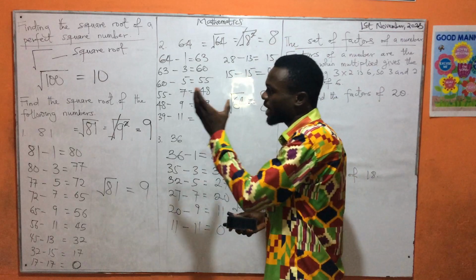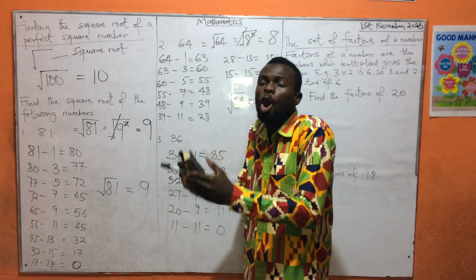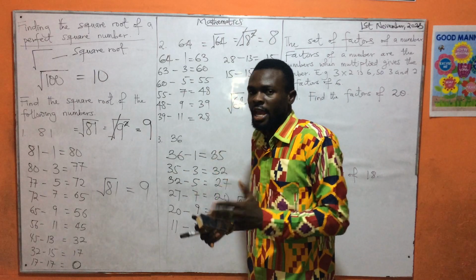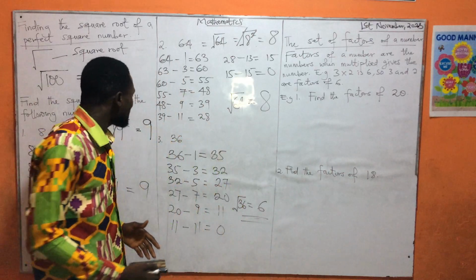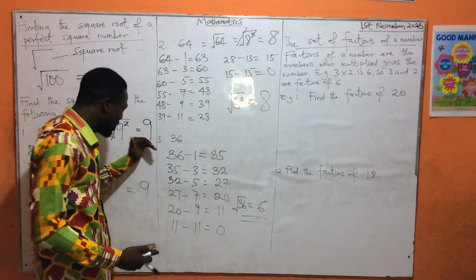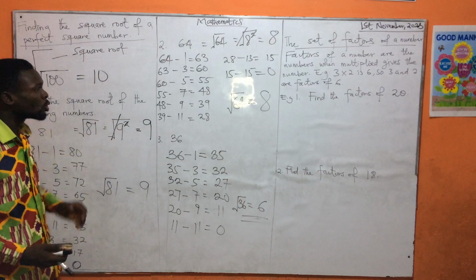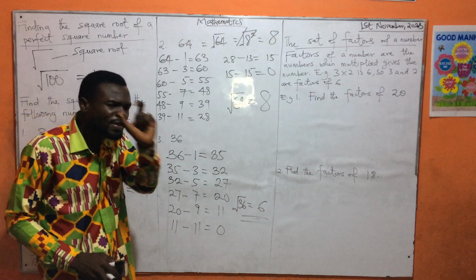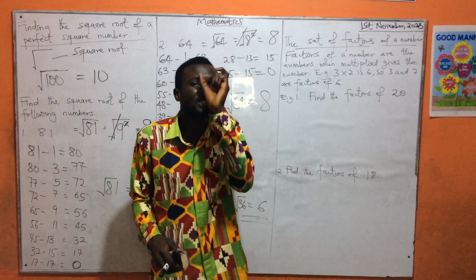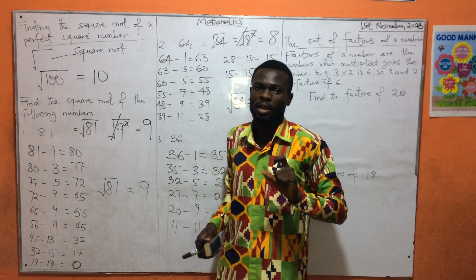We said that if you are using the repeated subtraction method, we are going to subtract the odd numbers. And odd numbers are numbers that cannot be divided by 2. Since it cannot be divided by 2, then it simply means that number is an odd number. So we are going to subtract all the possible odd numbers from the perfect square in order to get the square root of the perfect square.